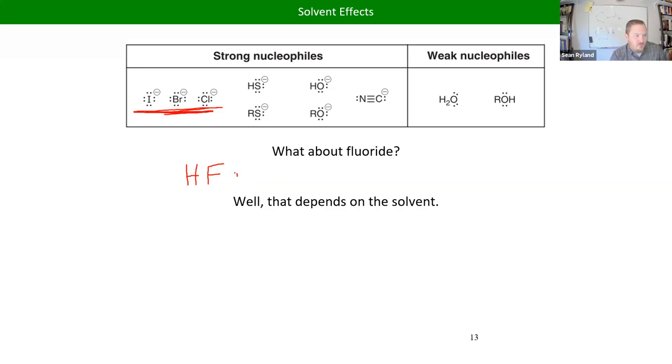If you put hydrofluoric acid in water, our acid dissociation reaction would look something like this, right? Plus fluoride.